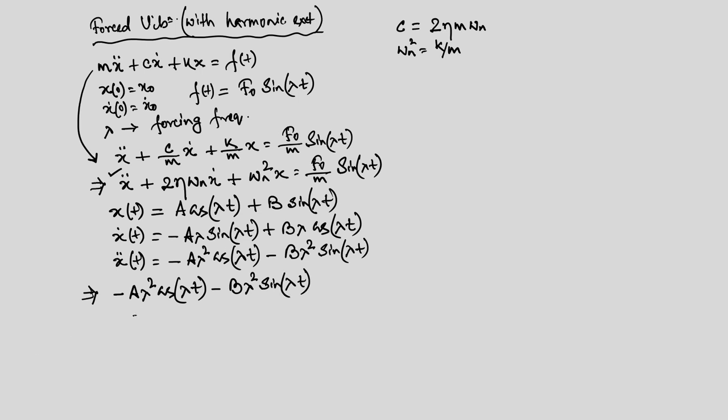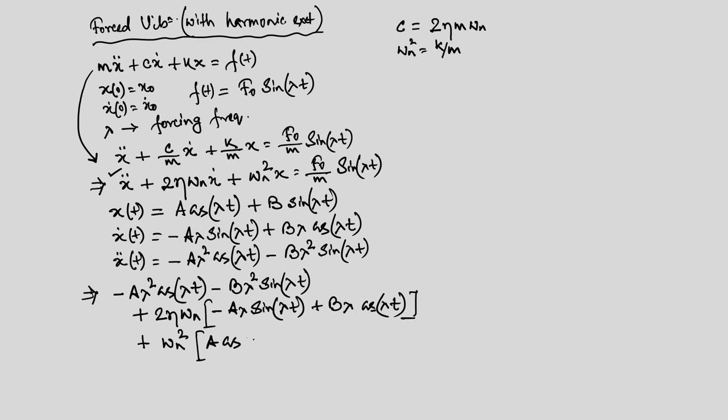Then the next term will be plus twice eta omega n, and then for x dot we have minus A lambda sin lambda t plus B lambda cos lambda t. And then for the third term we have omega n square. For x we have A cos lambda t plus B sin lambda t, which is equal to f naught by m sin lambda t.